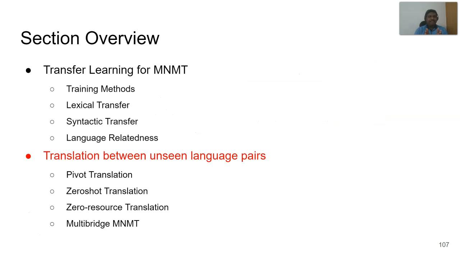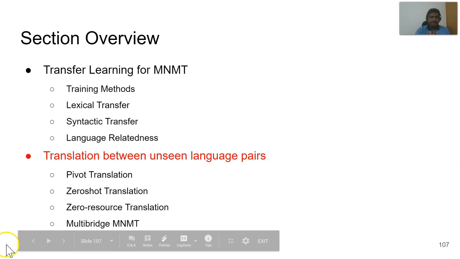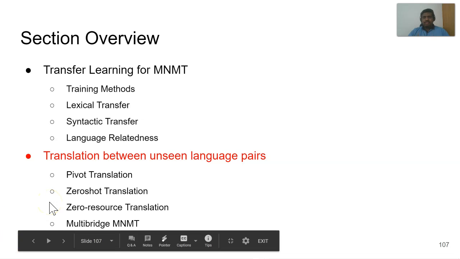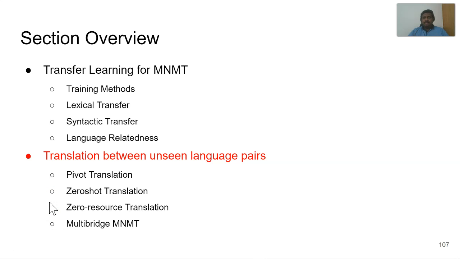So with this, we will move to the next part where we look at an even more difficult scenario where we do not have any training data for a given language pair. The scenario we are considering is this. We want to translate between language X and language Y. We do not have any parallel corpus between these two languages, but both languages share a parallel corpus with a bridge or a pivot language. Typically, English is one popular pivot language.